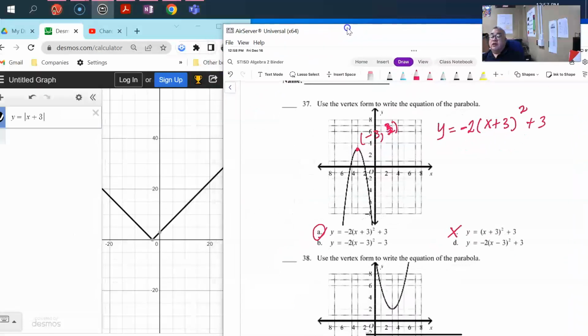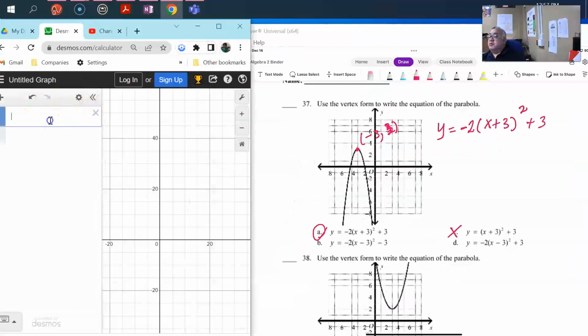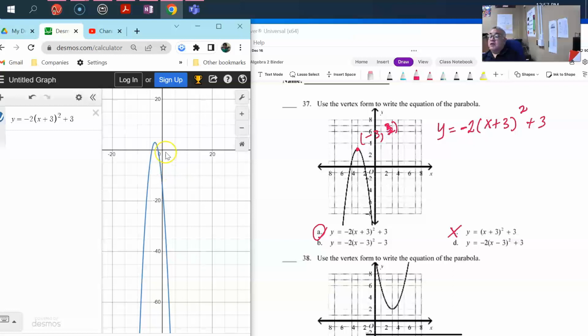So once again, if you want to check, you can use Desmos. So you have y equals negative 2 parentheses x plus 3 squared plus 3. And so you know that this is negative 3, 3, and that's negative 3, 3. And of course, this is a little bit more than negative 1. And then right here we have negative 4.225. 0, negative 15, you don't see it, but it'd be down here.